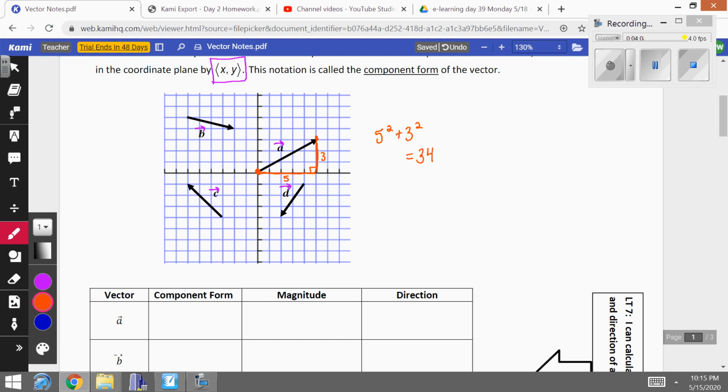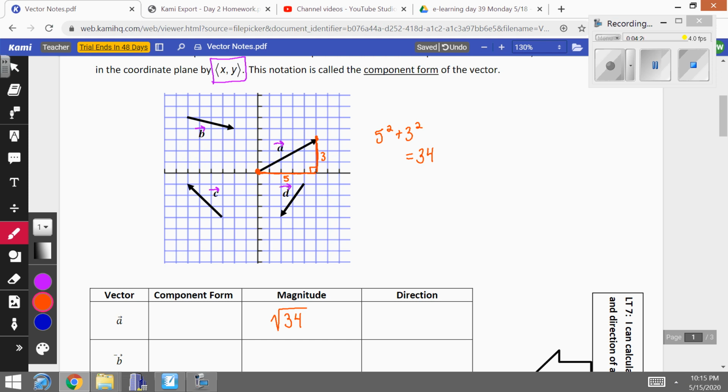That's going to give us, or the square root of that is going to give us the length of that arrow going along the way here. So that is our magnitude, the square root of 34. That's all there is to it. Just really finding that hypotenuse along the way there.